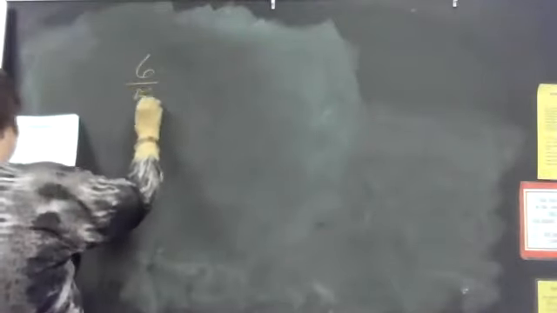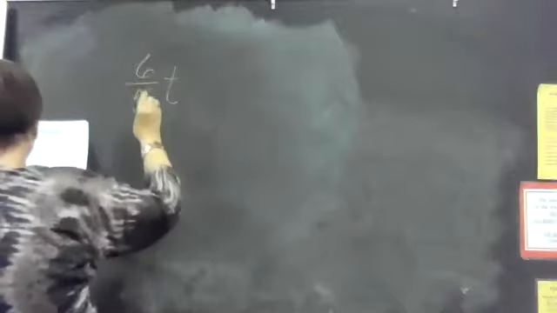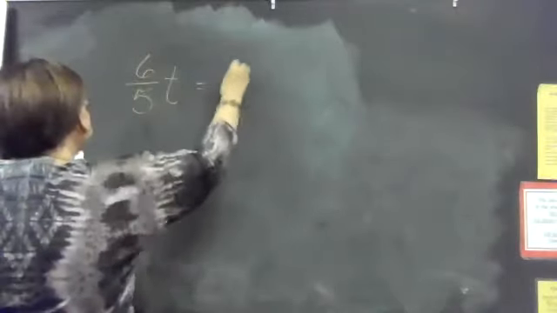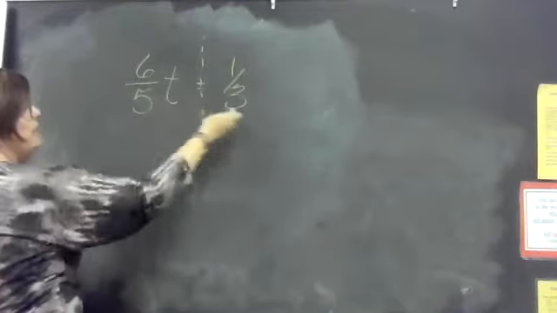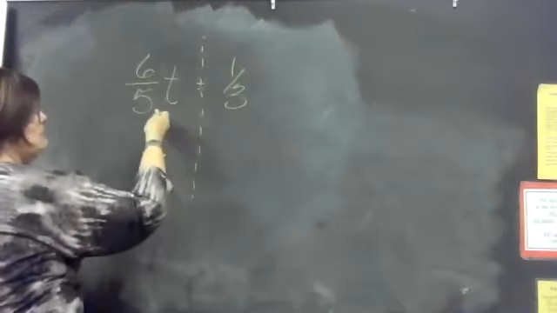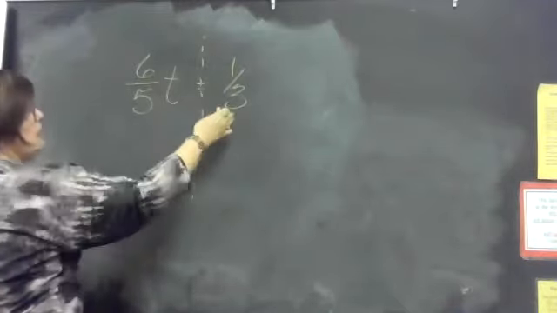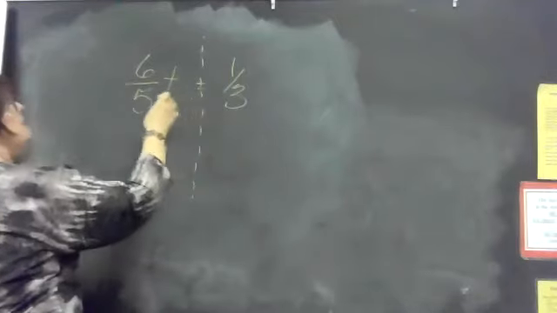Okay, this is number 8. We have 6/5 times t equals 1/3. Now, what we found out yesterday is anytime that we're going to solve an equation, the first two steps are always the same. Let's divide this. It helps your brain keep the two balanced sides of the equation. It helps your brain to see the separate sides.